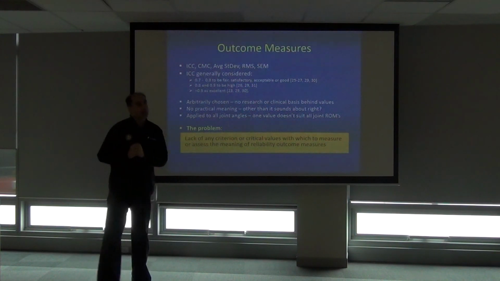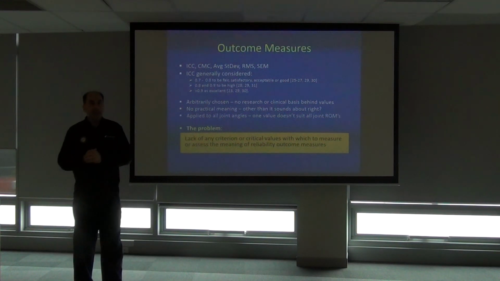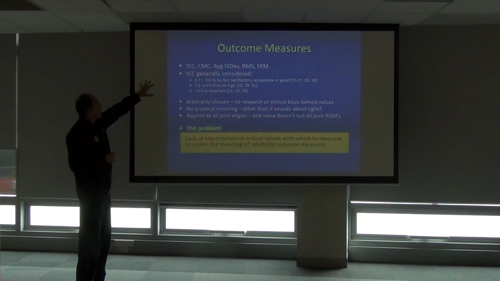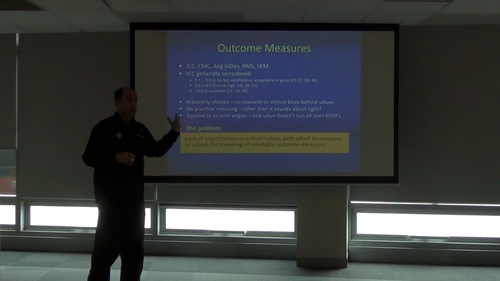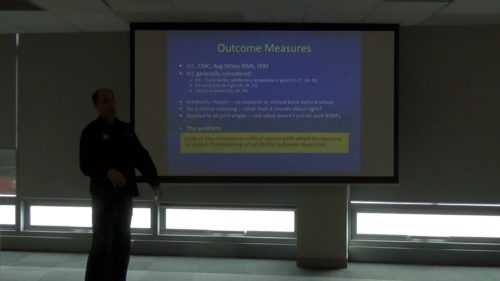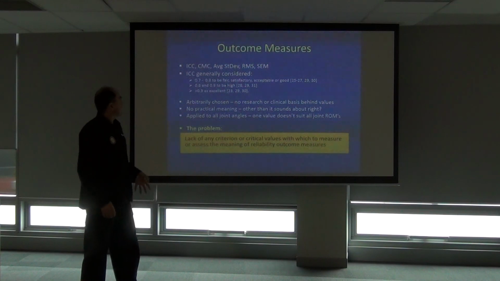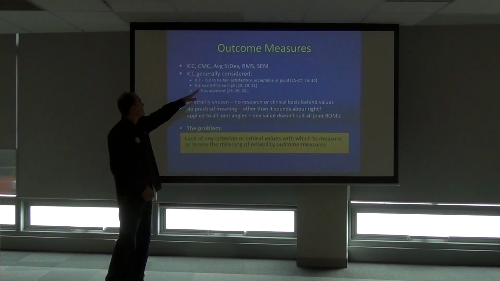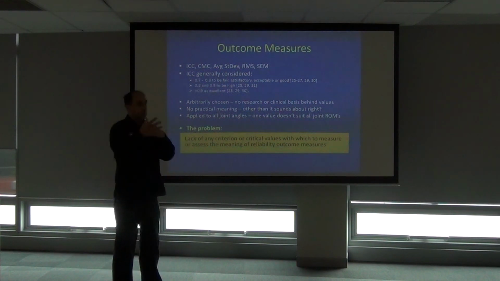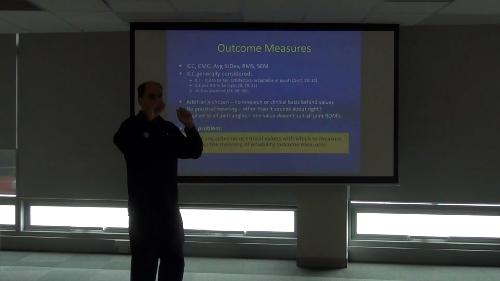Outcome measures. There are a range of outcome measures commonly presented. We've got ICC, interclass correlation, CMC, the coefficient of model correlation, average standard deviation, RMS, and standard error of measurement. The last 3 measuring the within subject variation in degrees of rotation.